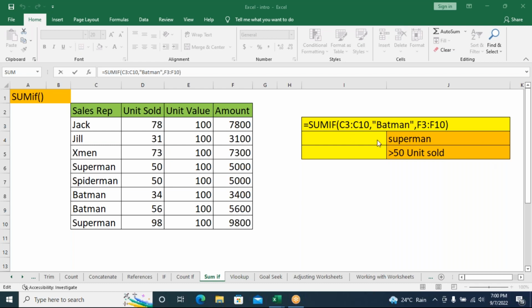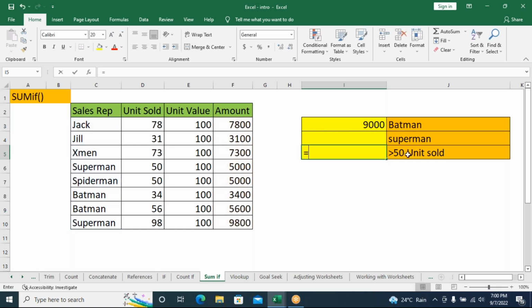Yeah, the first one and second one you people tried. Yes, ma'am. Okay, for the third one, I'll just show you: equals SUMIF, open the parenthesis. Now I don't want to look in sales rep. Here I am looking at units sold, so my range will be from here. I'll select this.